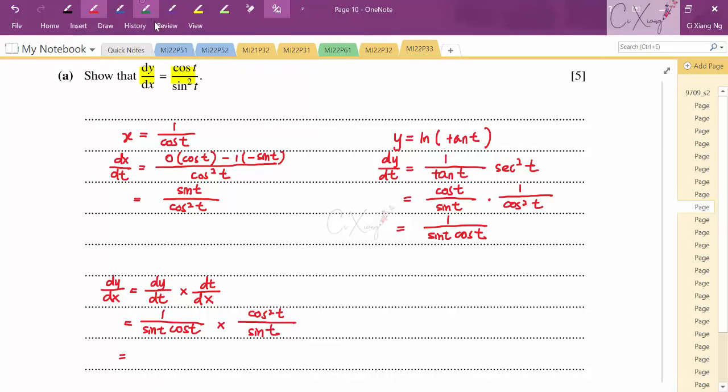All right, so from here, if I simplify it, cos t and cos squared t can be simplified. And from here, you can see that our answer will be cos t over sine squared t. So this is what they want us to show for our dy/dx. Okay, then let's proceed to question number 6, part B.